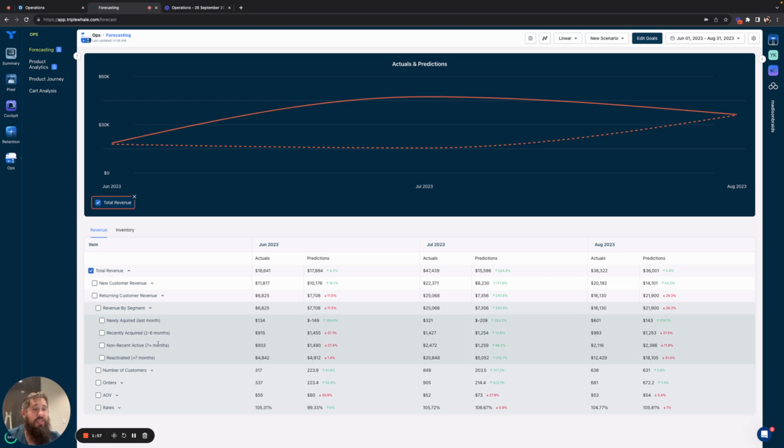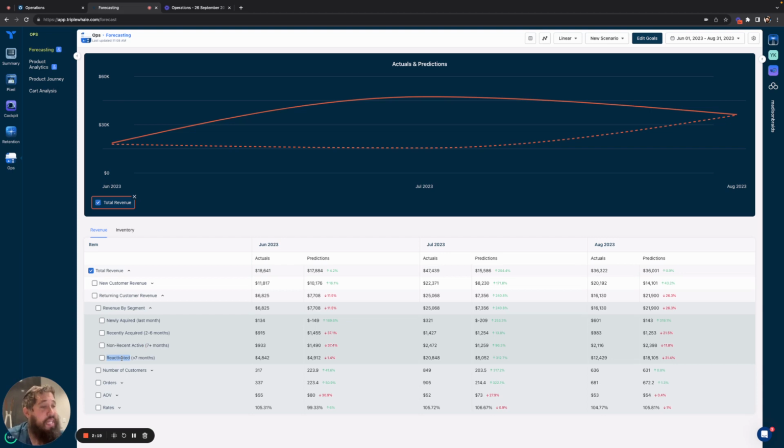Recently acquired customers, those are people whose first purchase was between 2 and 6 months prior. Non-recent active customers, the non-recent part refers to their first purchase. They were acquired non-recently, meaning their first purchase was 7 or more months ago, but they're nonetheless active, meaning that they've made a non-zero number of purchases in the most recent 6 months.